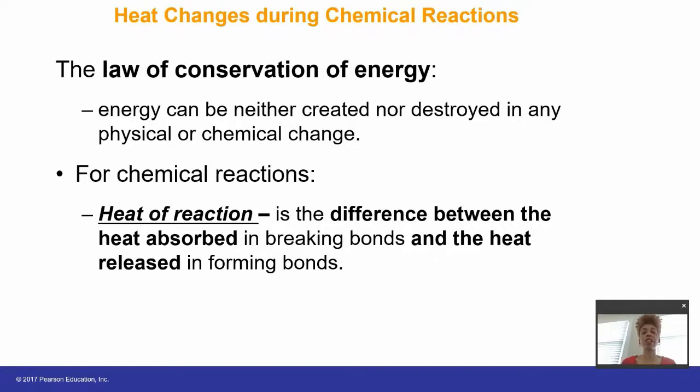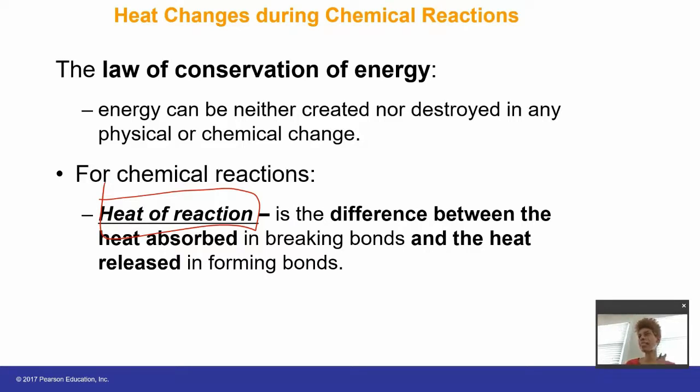So the law of conservation of energy says that energy can neither be created nor destroyed in any physical or chemical change. So how do we determine what is lost or gained in a chemical change? Remember, there's energy that goes into breaking bonds, and then there's energy that is released when forming bonds. And so there's a total amount of energy associated with this chemical reaction, and we call that the heat of reaction. It's the difference between the heat that's absorbed in breaking the bonds and the heat that is released in forming new bonds, right?